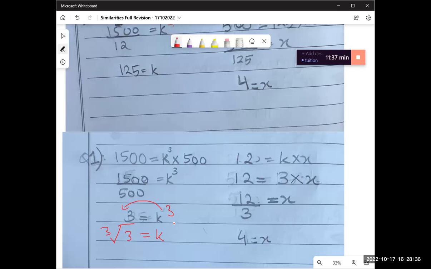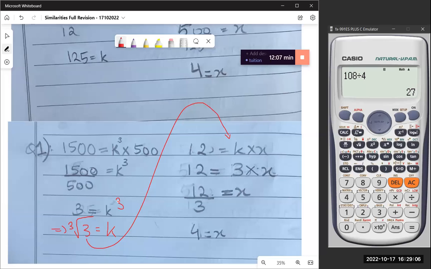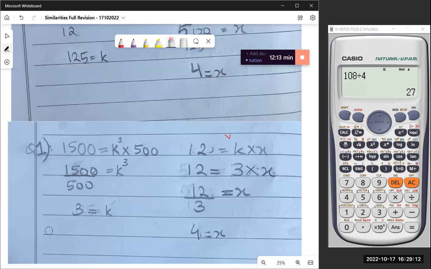Now try again by finding k. So this is 1500 by 500 is 3. Fine, but that is equal to k cube. So what is k? For k, we'll have to take the power to the other side, which will become cube root of 3. Now this k you have to put over here. You understand? It is wrong, but there's one mistake. Everything is correct, except that you removed the cube power. This 3, where did it go, Safa?